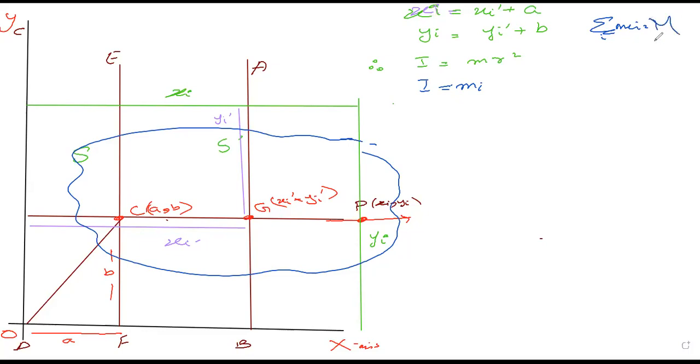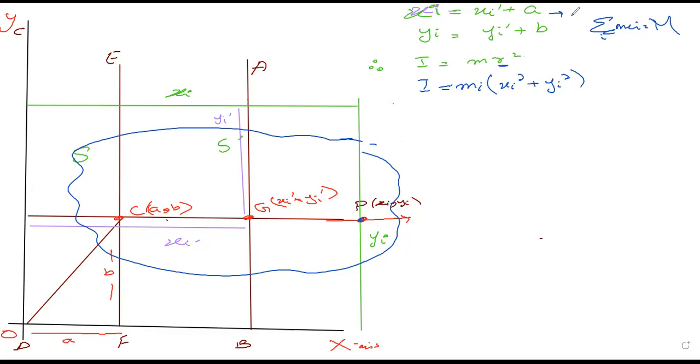That is the total mass of the body. Okay, and what is this? This is the distance from the origin. Now, if we are considering this P particle, then what is its distance? Its distance is xi in the x-axis and yi in the y-axis. So, adding the squares, xi square plus yi square.